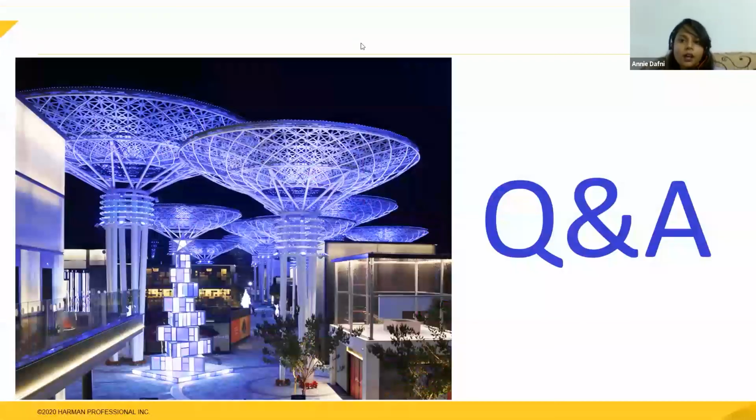With this, we come to the end of the session, where I briefly explained all the lighting techniques, and also covered the architectural product ranges from Martin.